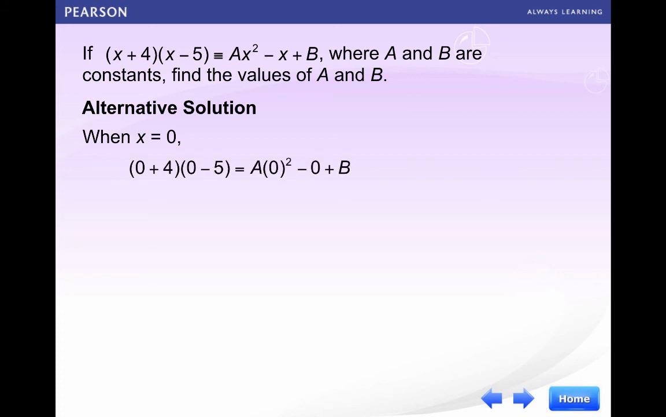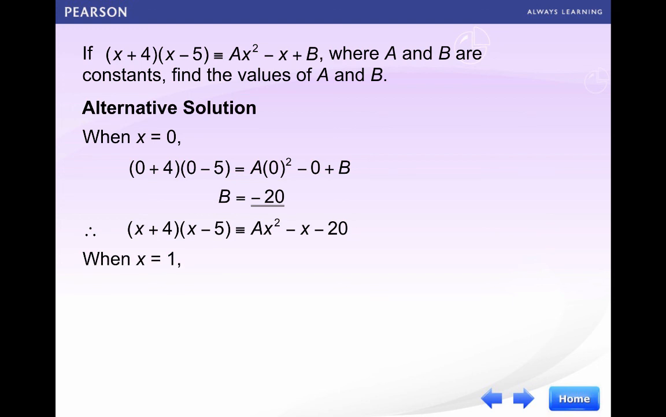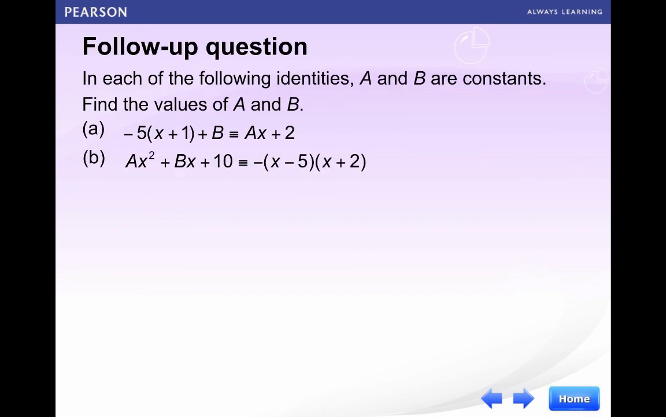So we can also use the method of substitution. We can find b by this way. And also, let's say we put x equals 1. We can also find a. So you can try to do this on your own. So we will use method 1. That means the method to compare the coefficients.